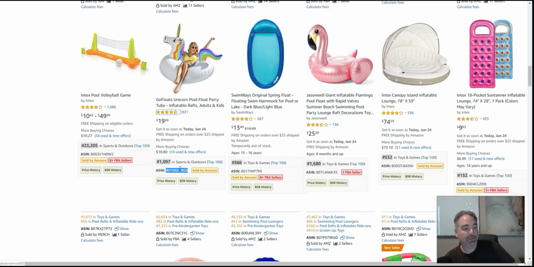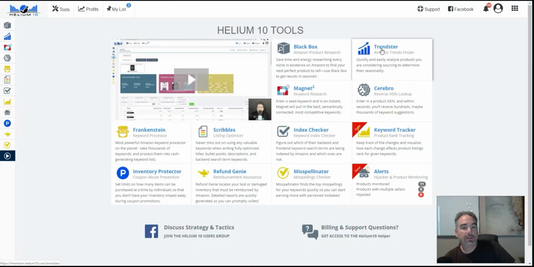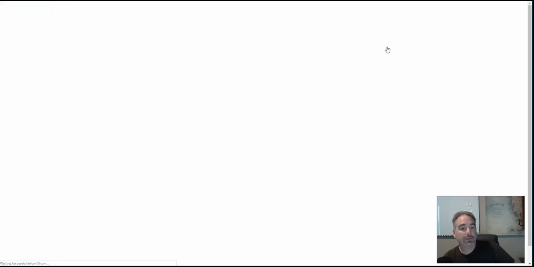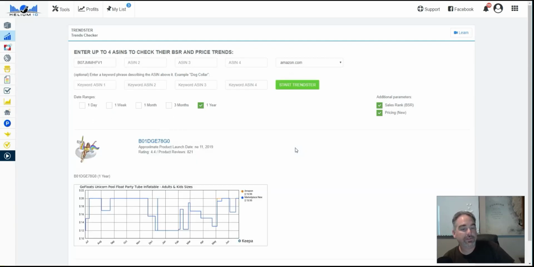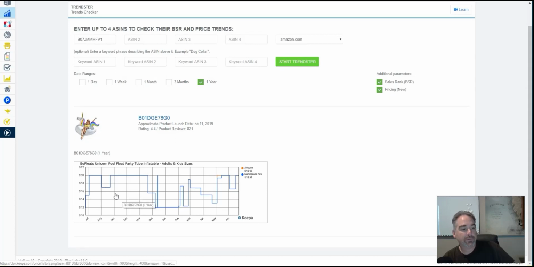I will stop rambling now, but you can grab the ASIN, so let's do that, and then you can jump over to Trendster and crank that up. You just drop the ASIN in and hit start, and what it does is it pulls up the price history, which is invaluable.